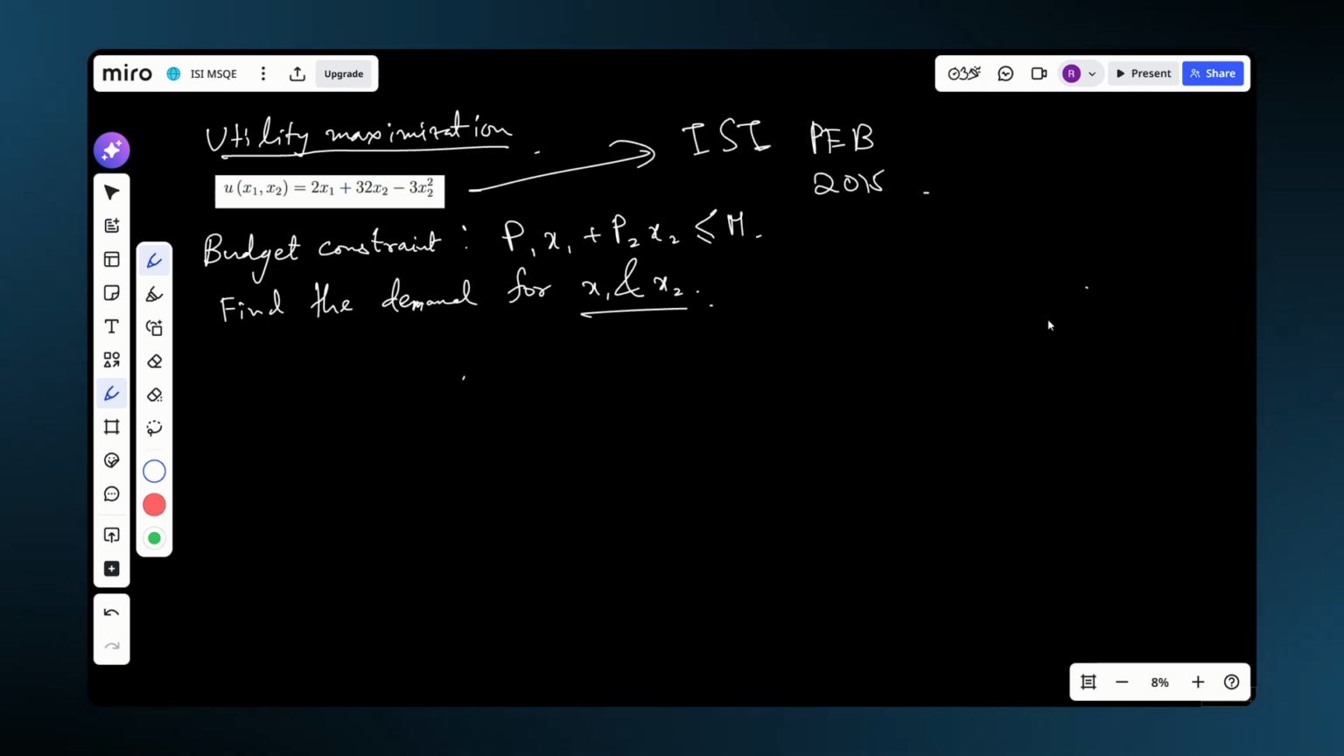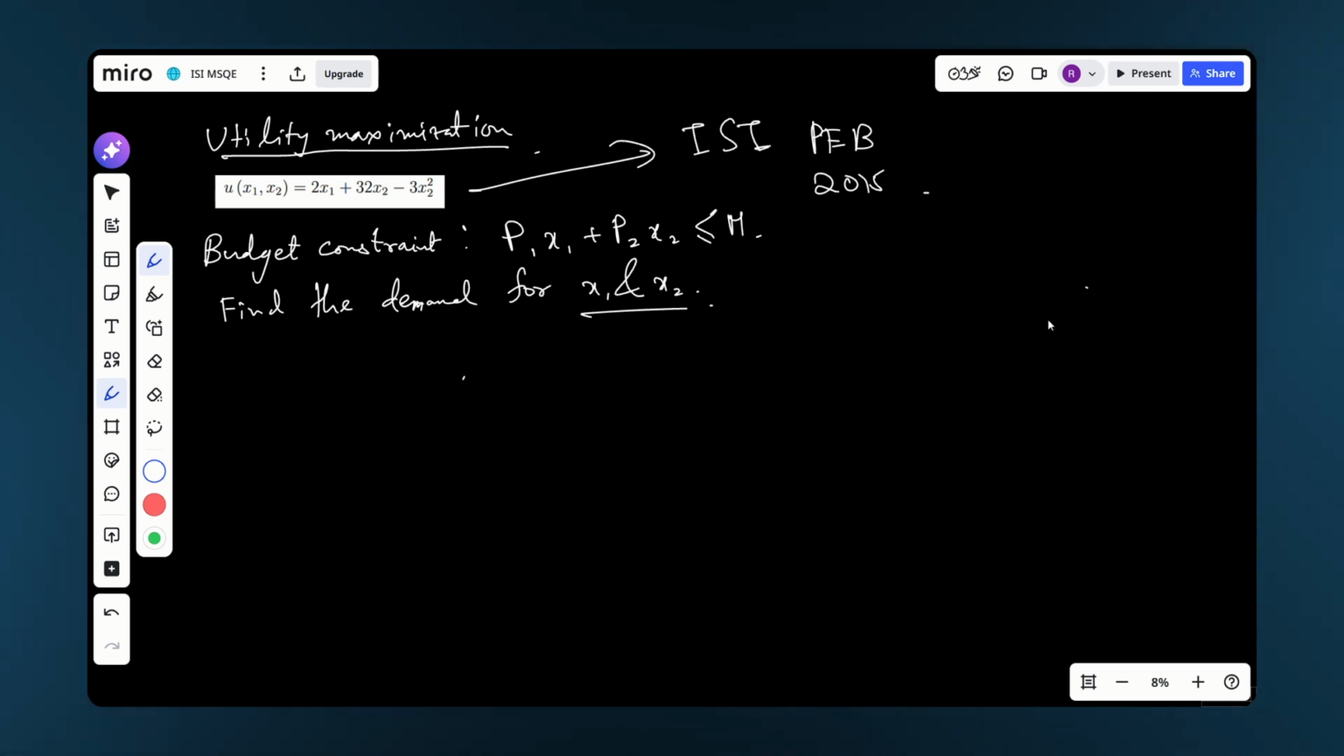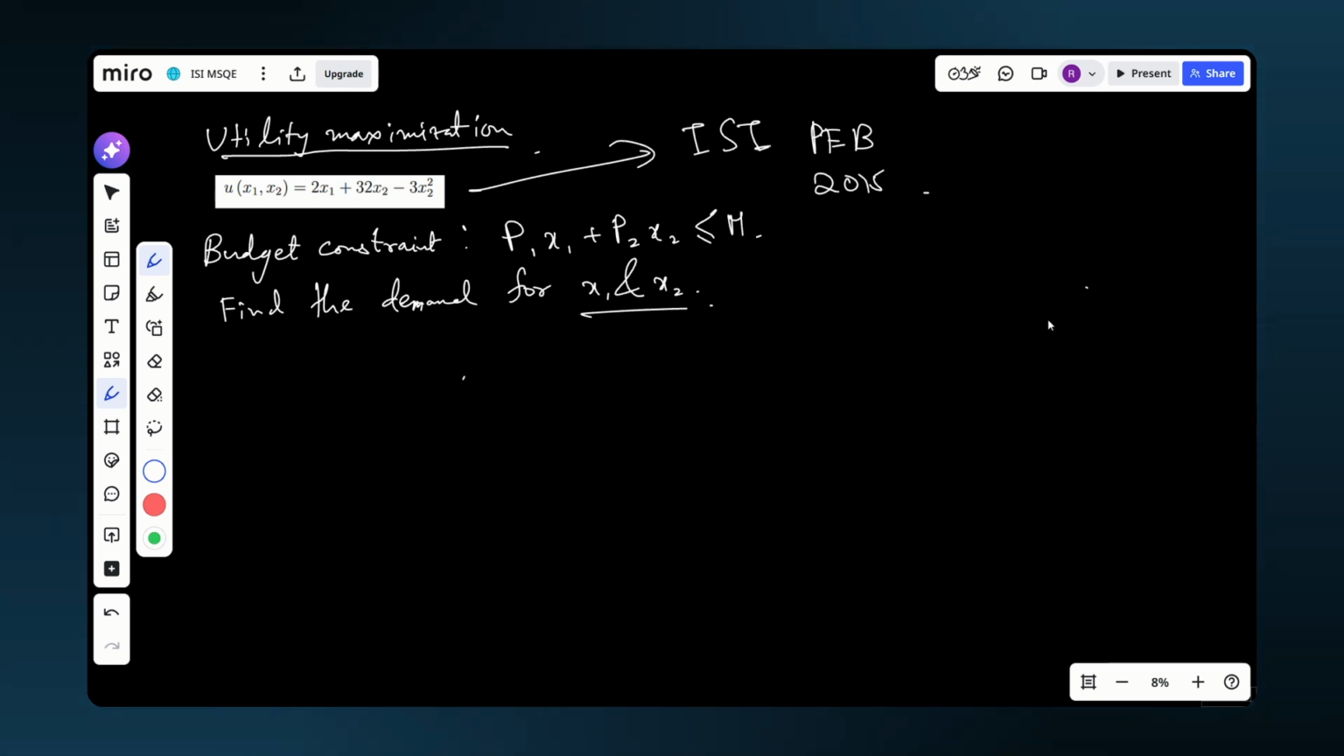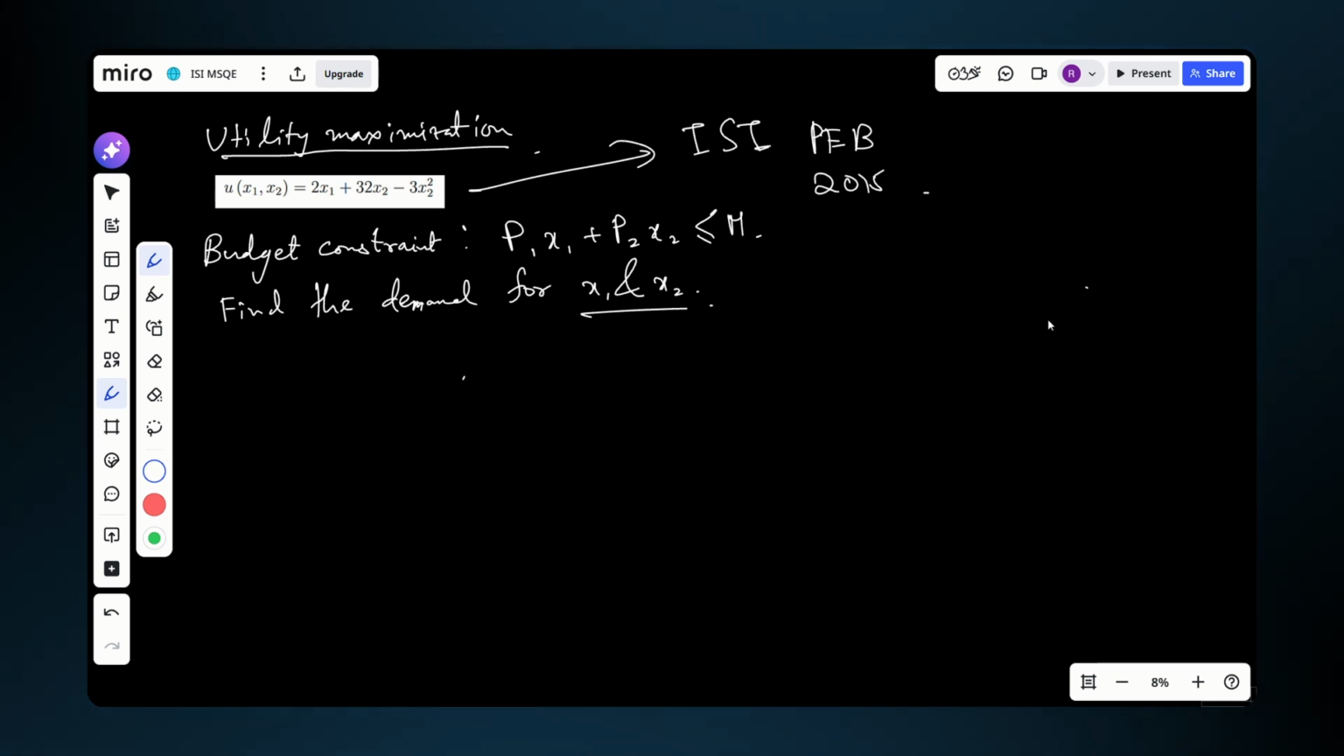This video will help you learn how to approach a complicated utility maximization problem like this. I have taken this utility function from a question given in ISI PEB 2015, and I want to find out the demand function for x1 and x2. There are two ways of doing this utility maximization problem.